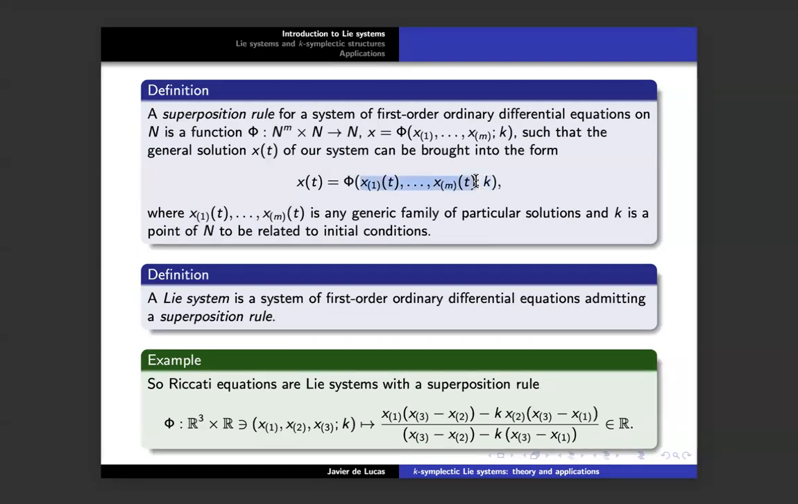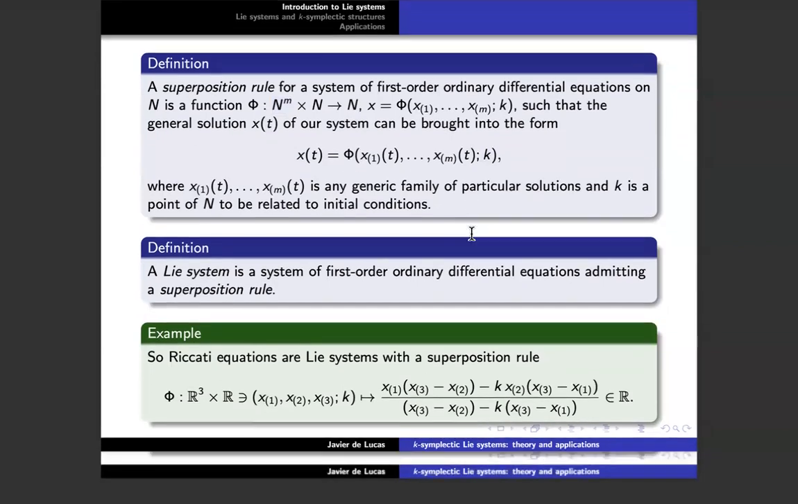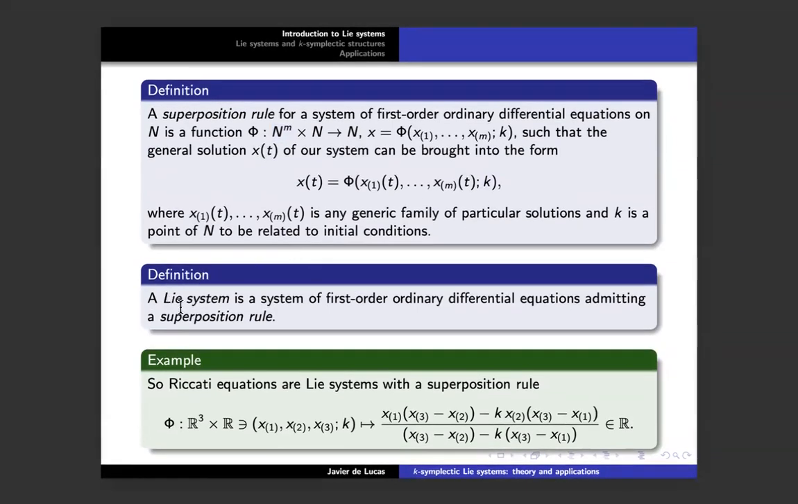What does generic mean? Well, every example is different. For the Riccati equation, they must be different. For linear systems of differential equations with constant coefficients, they must be linearly independent. This is something different, but normally the set of particular solutions, the initial conditions that can be used, is dense in this space. This is the only thing that happens, in this case with a one-parameter constant. So the definition is the typical one.